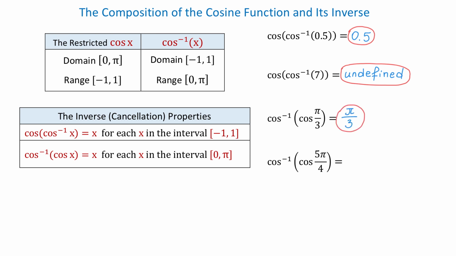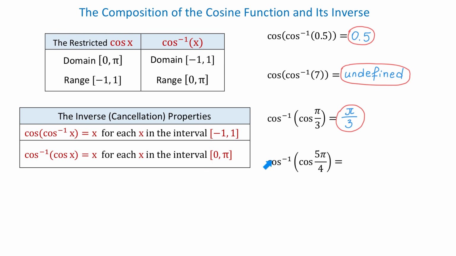And now let's see the last example. Here we have inverse cosine of cosine of 5 pi over 4. 5 pi over 4 is not in the interval from 0 to pi because 5 pi over 4 is greater than pi. We can still evaluate this expression, but the result will not be 5 pi over 4. So we cannot use this property because x is not in the interval from 0 to pi.